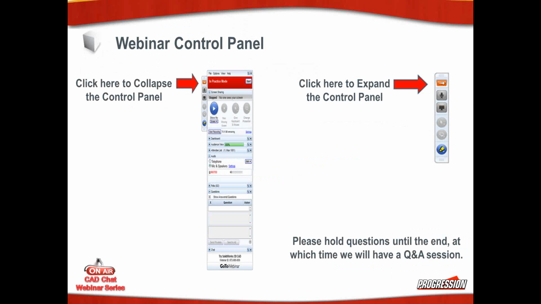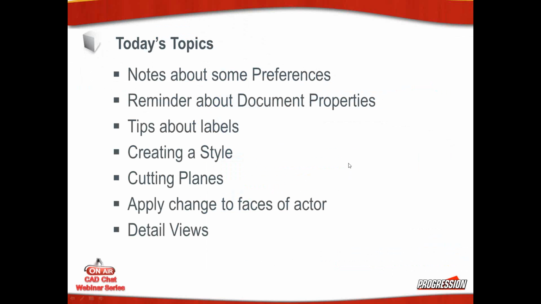For our topics today, just a few things I wanted to bring up once again were some notes about the preferences, reminders about document properties and settings, and tips about labels, maybe some capabilities you're not aware of. It does perhaps depend on the version you're working with. And I want to segue into a brief discussion about styles. Sometimes people aren't quite aware of what you can do with styles, so I want to touch on that.